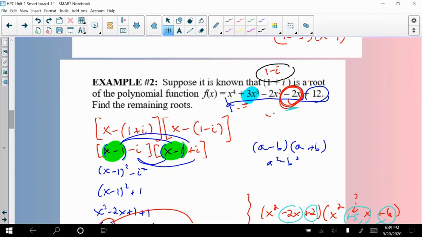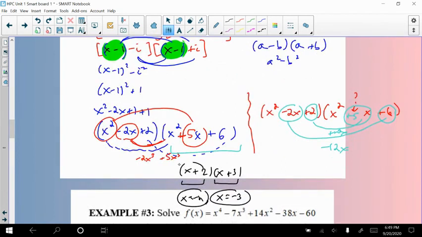Factors are if you left it in as a set of parentheses. So, for example, x plus 2 is a factor which gives a solution or a root or a zero of negative 2. Okay, so again, I'm hoping that didn't go too fast.